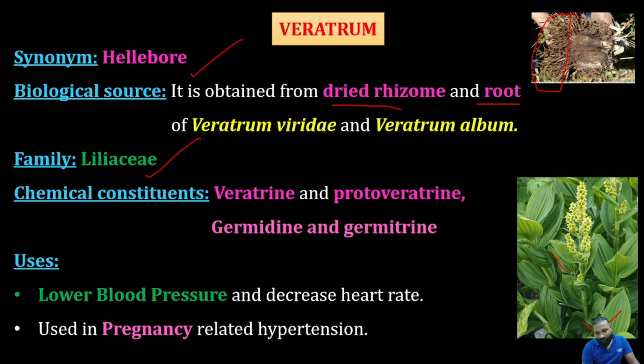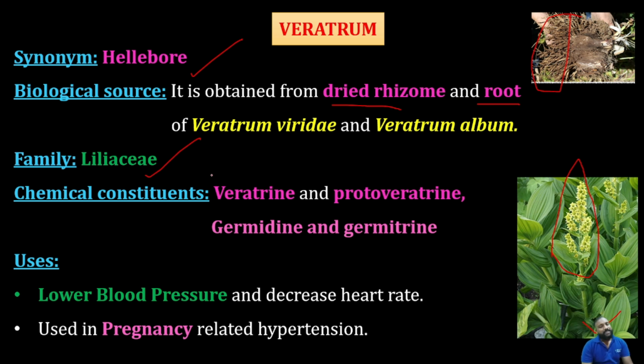You can see most of the floral parts here, because almost all the Liliaceae family consist of floral parts. Okay, and the chemical constituents. Apart from these, for veratrum only such important things as the synonym, source and chemical constituents are enough for this, my dear students. The chemical constituents are veratrin, proveratrin, protoveratrin, germidin and germitrin. So these are the active constituents of veratrum.